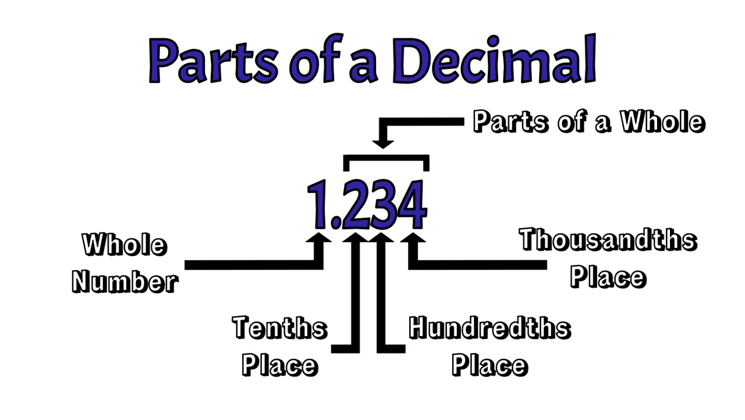When you have a decimal, anything to the left of the decimal point represents the whole number part, and anything to the right of the decimal point represents parts of a whole. The first place to the right of the decimal point is the tenths place. The second place to the right of the decimal is the hundredths place, and the third place next to the decimal is the thousandths place.